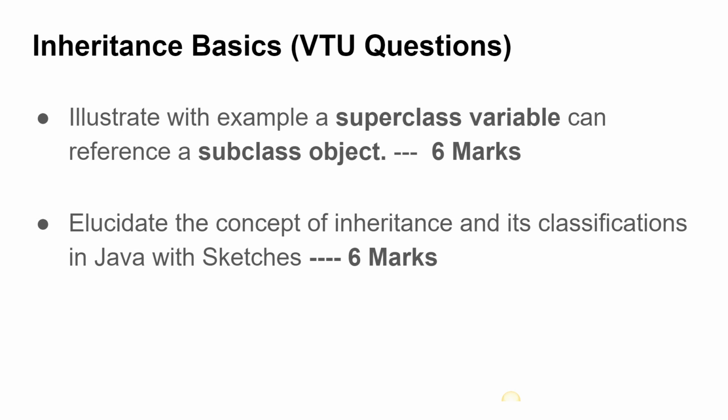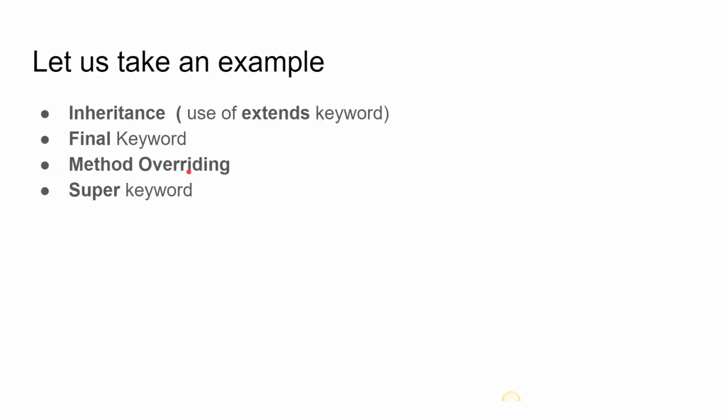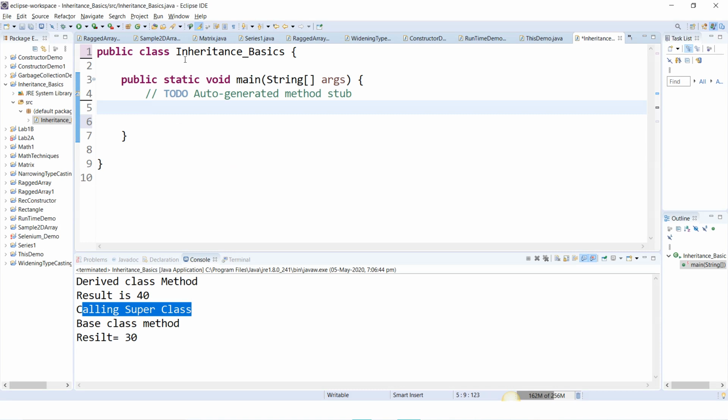First, we'll discuss superclass variable and subclass and what is inheritance. We'll discuss it in detail. So let us take an example. In this example, we'll discuss inheritance, final keyword, method overriding, and super keyword. Okay. So here we have the class InheritanceBasics.